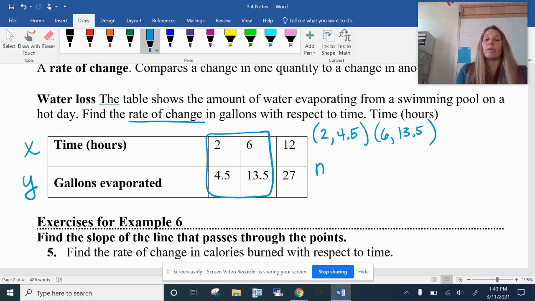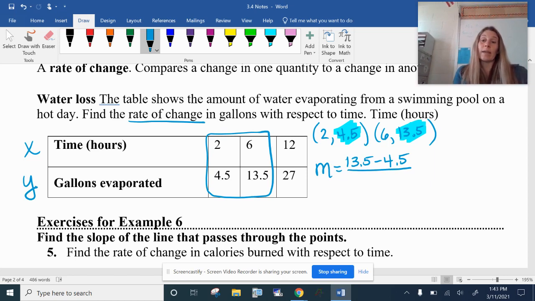So now if I'm going to do this, I'm just using the slope formula like we've been doing. I'm going to subtract my y's or find my change in y, right? So 13.5 minus 4.5. And then I'm going to find my change in those corresponding x's. And since I did the 13 minus the 4, I'm going to do the 6 minus the 2. So I ended up with 9 over 4.